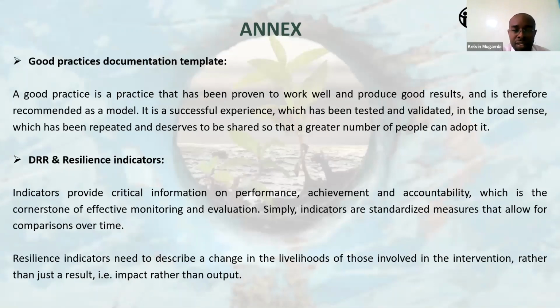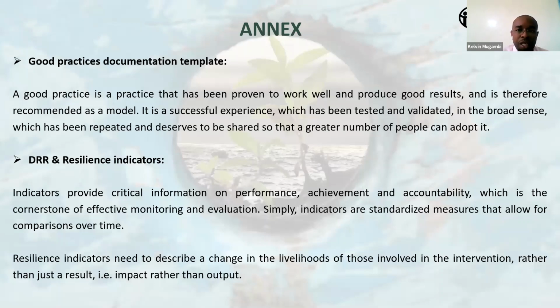Last but not the least is the annex. This is the last part of the policy document, and here it outlines two documents or attachments. One is the good practices documentation template, where we all know that a good practice is a practice that has been proven to work well and produce good results, and is therefore recommended as a model. It is a successful experience which has been tested and validated in the broad sense, which has been repeated and deserves to be shared so that a great number of people can adopt it.